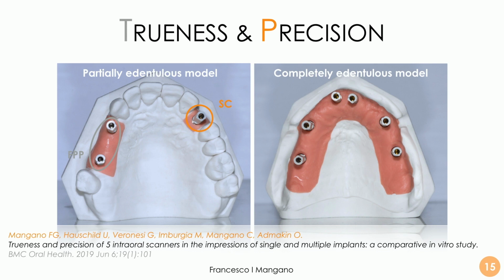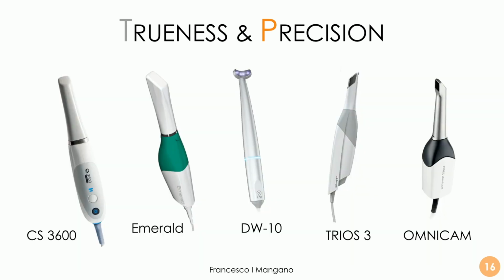These models were prepared by my friend, dental technician Uli Oshild. 2 models simulating 3 different conditions: one partially dentulous model with one single implant and one bridge supported by 2 implants, and the other model is a completely dentulous patient with 6 implants. We used the scan body from the Megagen company, and we tried to compare the trueness and the precision of these 5 devices: the CS3600, the Emerald, the WEO, the Trios 3, and the Omnicam from Dentsply Sirona.